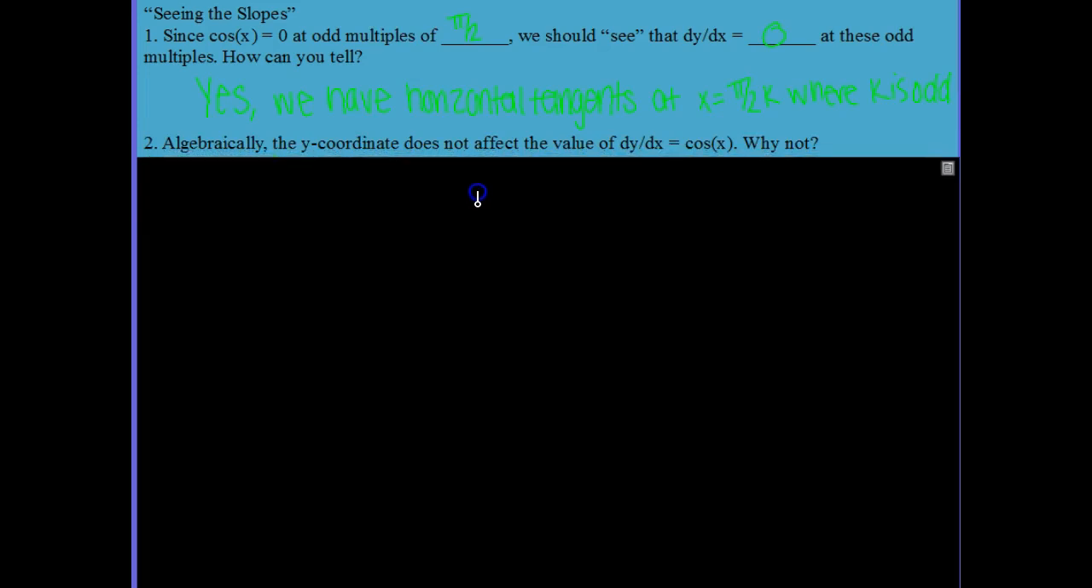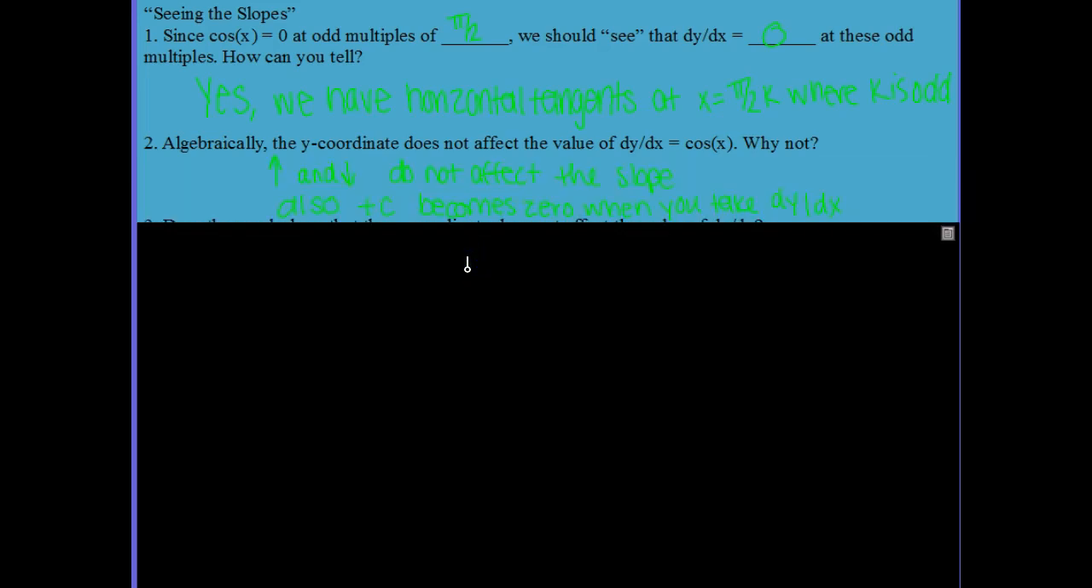All right, so it says algebraically the y coordinate does not affect the value of dy dx in cosine x. Why not? Why isn't the y value, or the plus C, affecting it? Change the slope. It doesn't change the slope, because the derivative of the y value would be 0. The up and down does not affect the slope. Also, that plus C becomes 0 when you take dy dx. So I want you to think outside the box. Can we write that on our test, up and down? Oh no. Okay. Just figure that out.